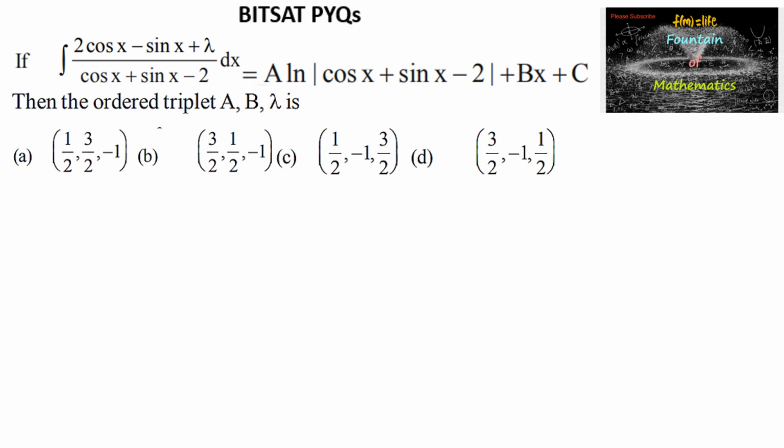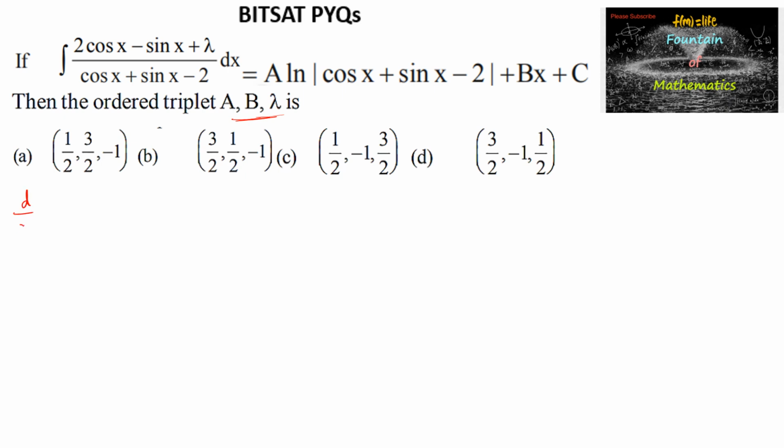Given that the integral of (2 cos x minus sin x plus lambda) upon (cos x plus sin x minus 2) dx is equal to a times log of mod (cos x plus sin x minus 2) plus bx plus c, then the ordered triplet a, b, lambda is. So let us go with the verification by differentiating the right side.